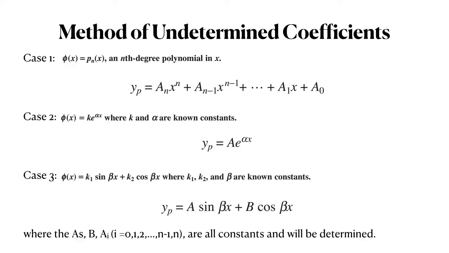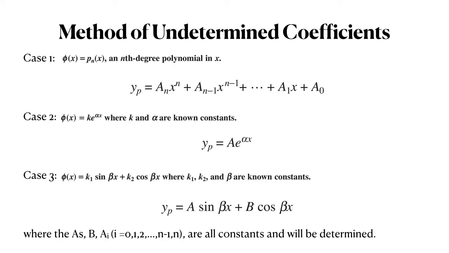For common functions, we could use either of the three cases. So, these three cases are different from sa itong before nga three cases. So, this is only applicable sa method of undetermined coefficients. Case 1, if our phi of x is a polynomial or an nth degree polynomial in x. So, our particular solution, y of p, could be of this form.